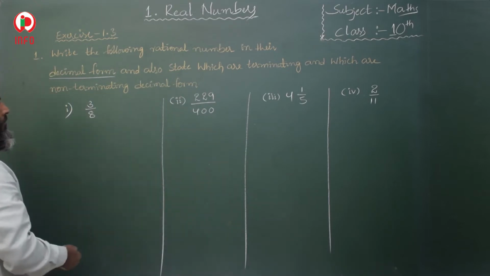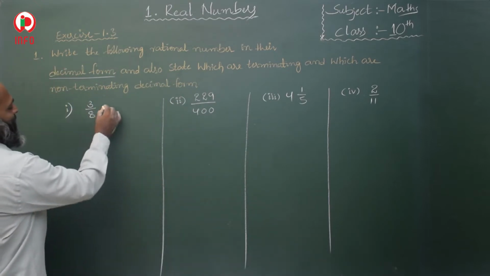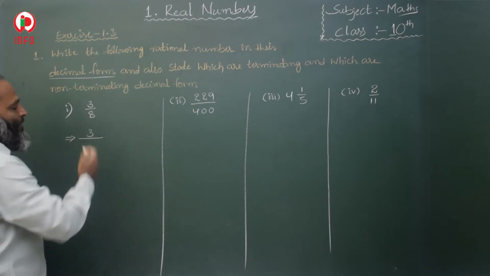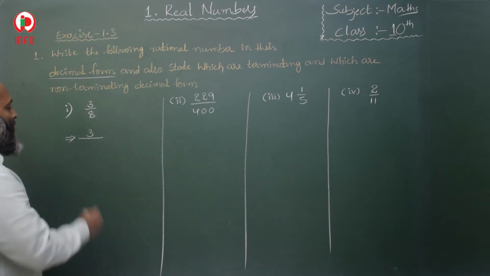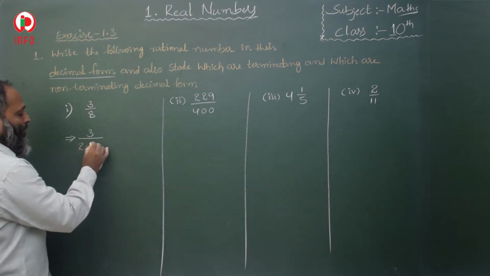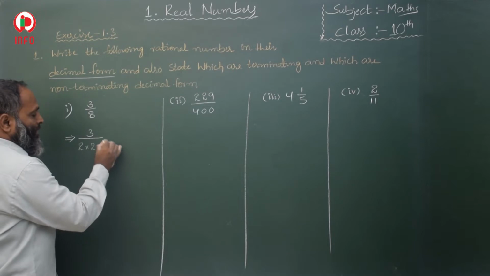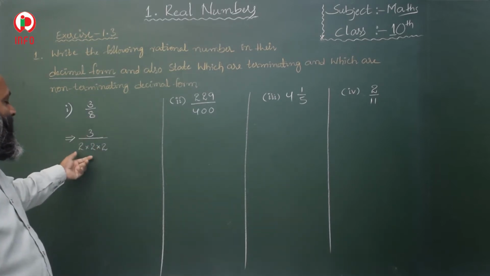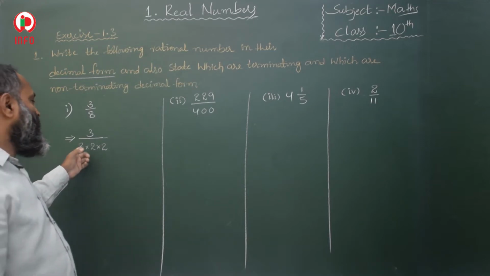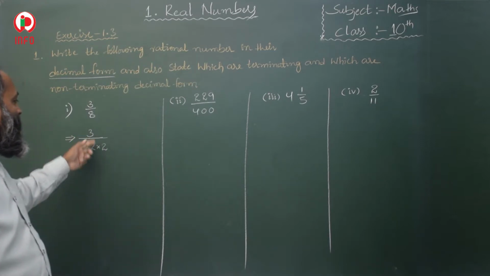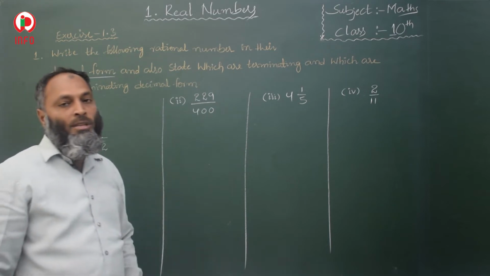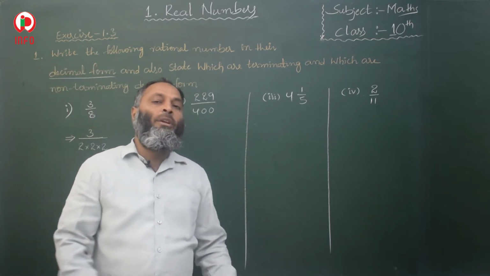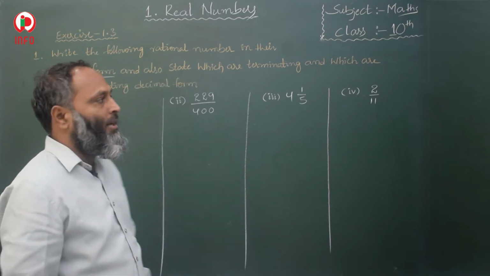Okay, now here 3 by 8. 8 we should split into prime factors. How? 2 2s are 4, 4 2s are 8. These are the prime factors of 8, 2 into 2 into 2. So the denominator's prime factors are 2s. If the denominator's prime factors are 2s or 5s or a combination of 2s and 5s, they are terminating decimals.